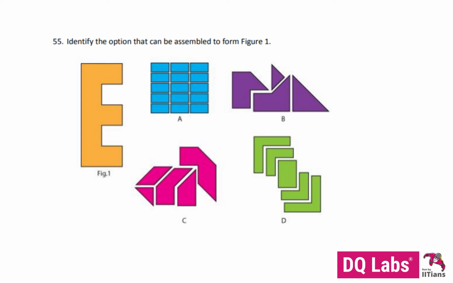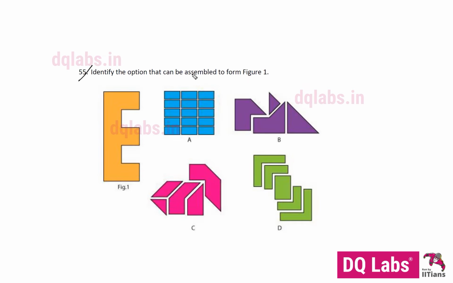Question number 55. Identify the option that can be assembled to form figure 1. So they've given us figure 1 here, and these are the options. We can rearrange and rotate these pieces, and we're supposed to make figure 1 out of these options. So we should just figure out which of them can make figure 1.